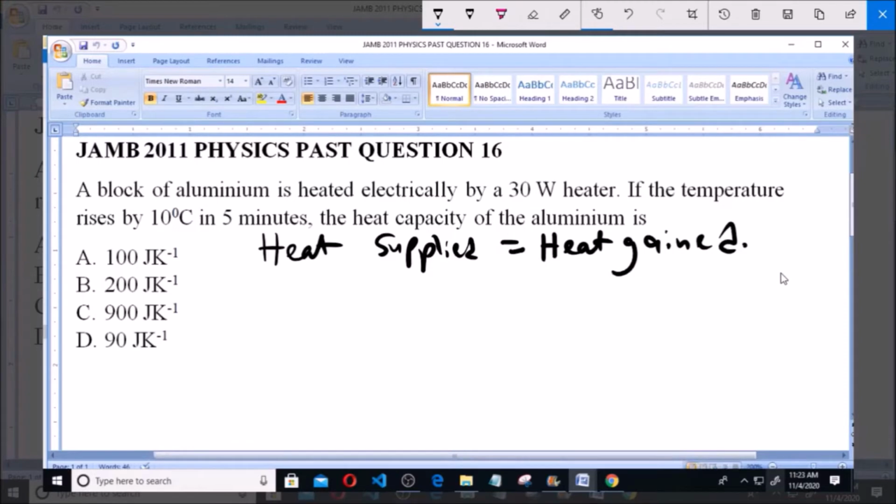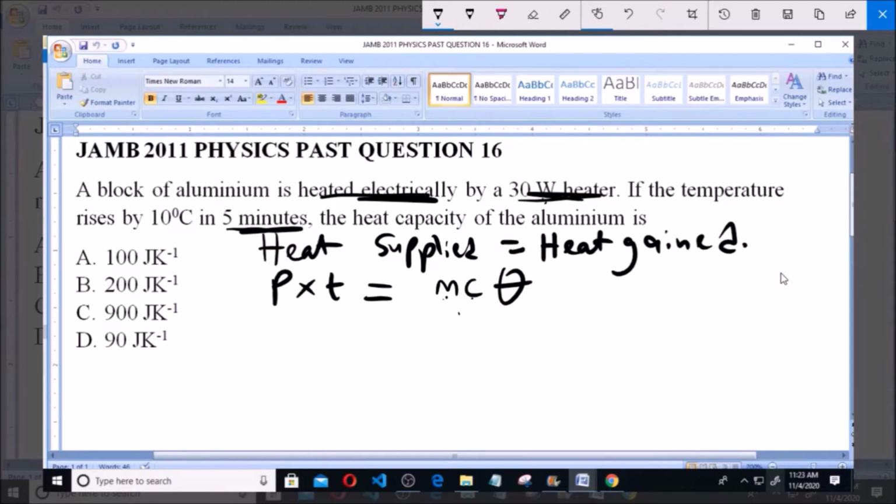Now, heat supplied in this case is the heat supplied by the electrical source, which is the 30-watt heater. So the heat supplied will be equal to P times T, which is the power of the heater multiplied by the time it was heated for, and this is equal to mcθ. Heat gain is equal to mcθ. So m is the mass of whatever is given to you, c is the specific heat capacity, and θ is the temperature change or the heat gain.